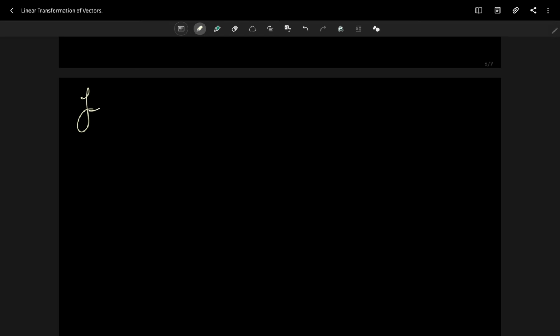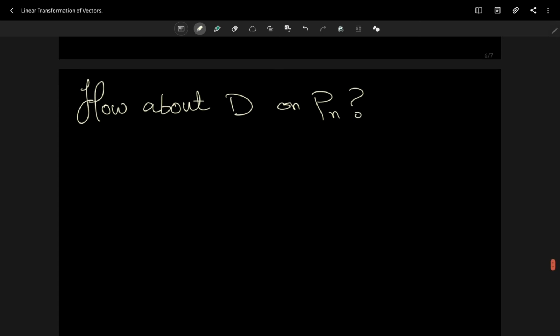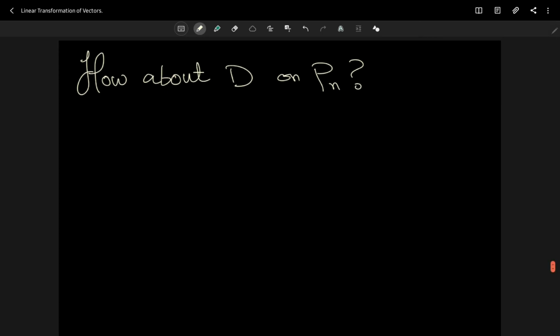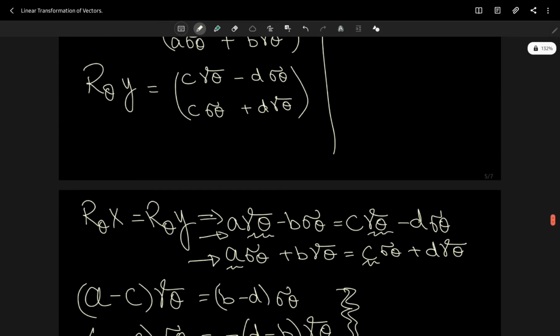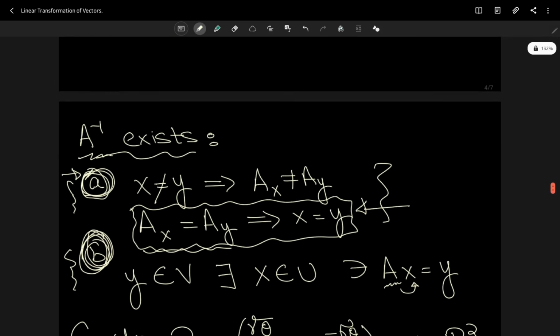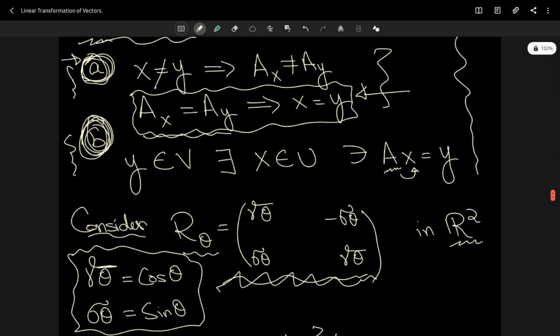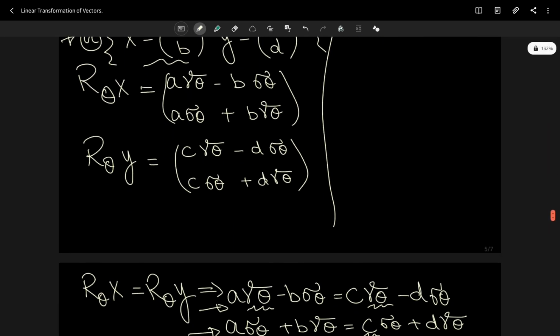So let me actually write it. How about if we were to act with D on some n degree polynomial, right? That's the question. So if we go back to this definition for the existence of an inverse that we talked about in this place over here, we are again going to take this part A and part B and look at those separately. So let's do part A first, right? So yeah, let's go down.